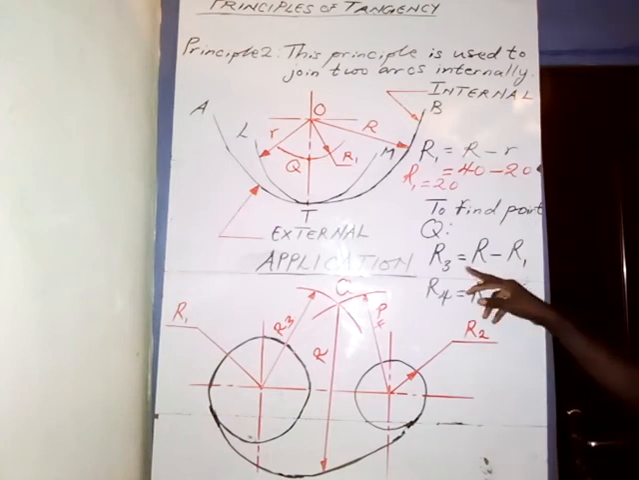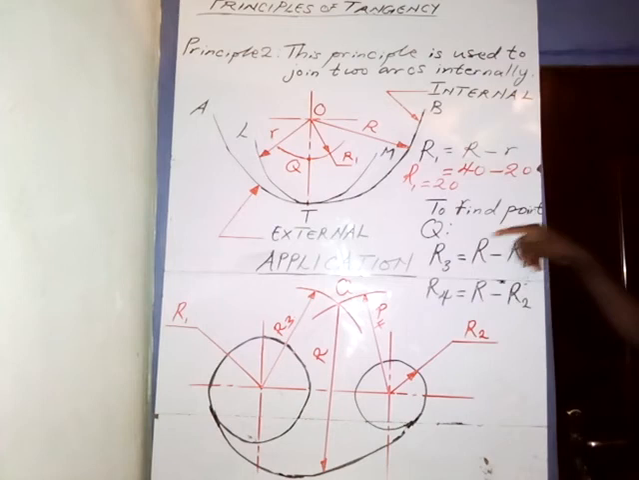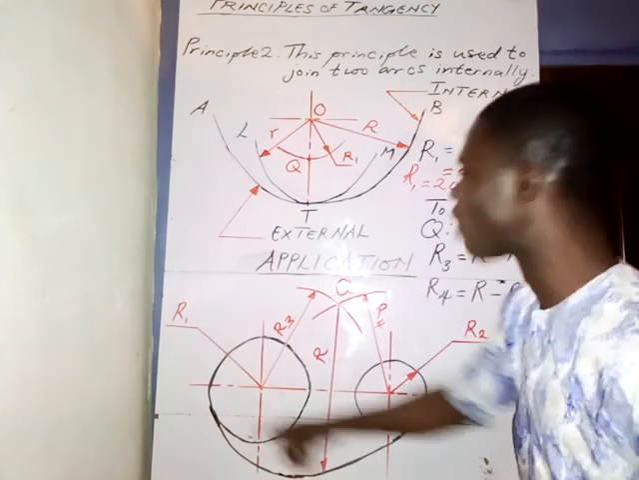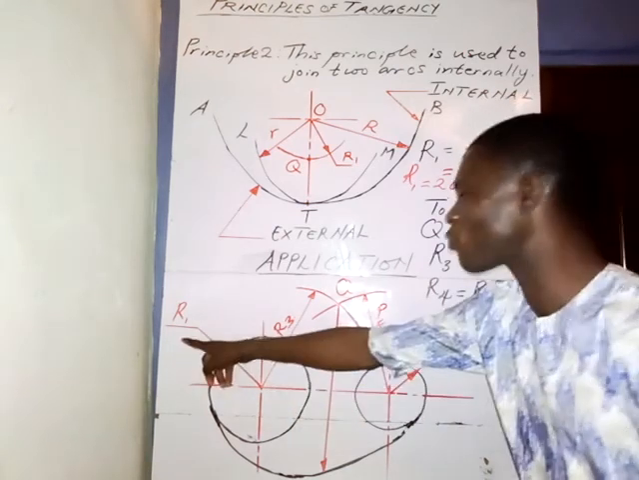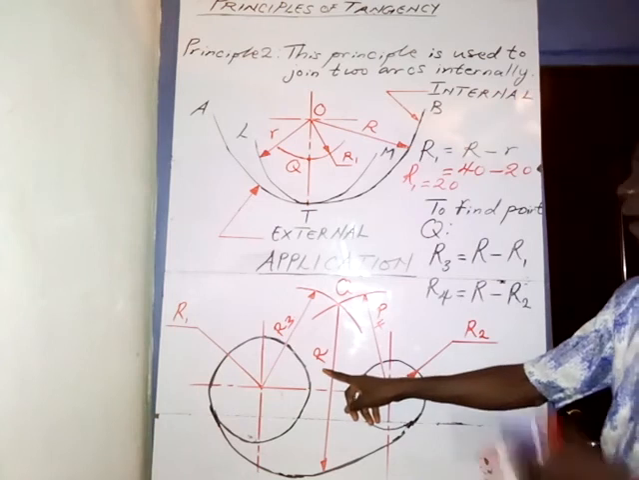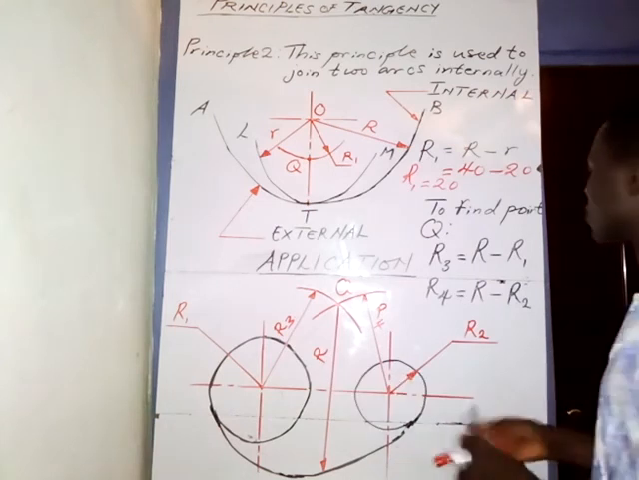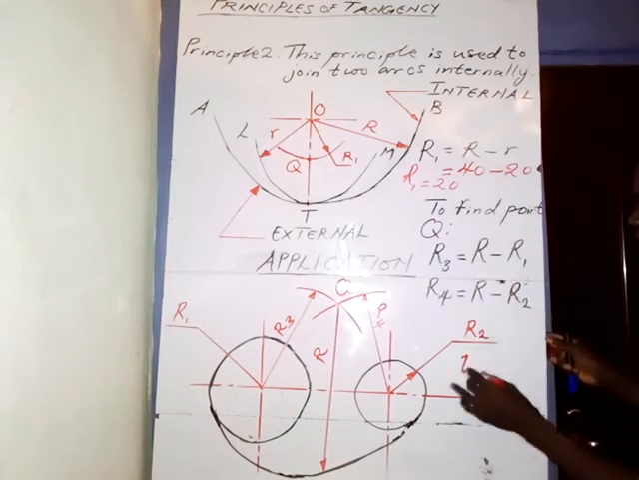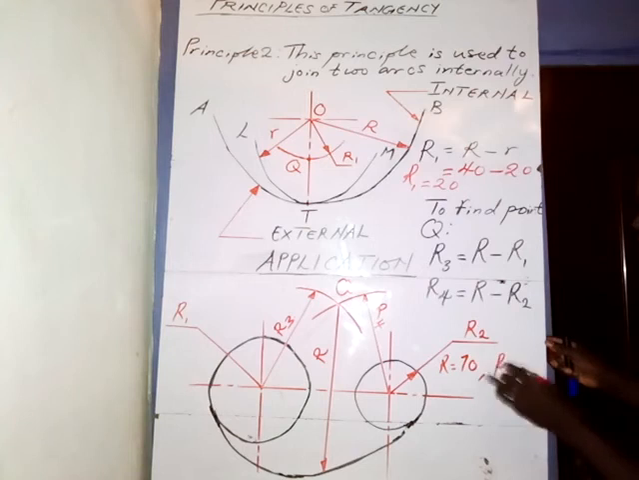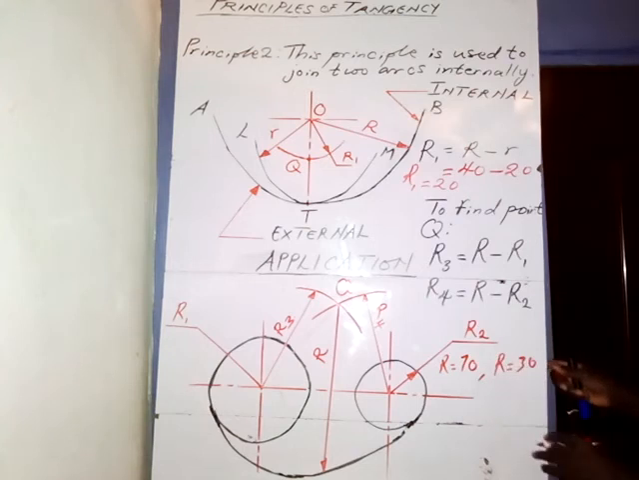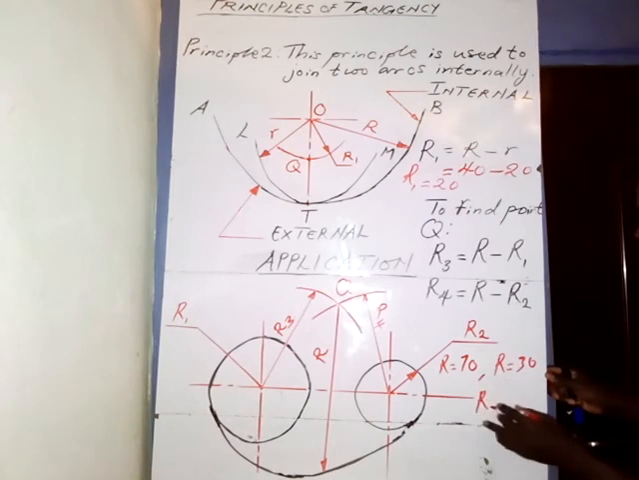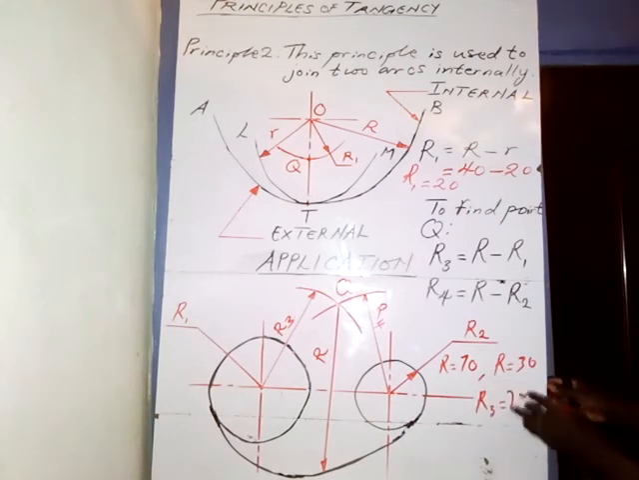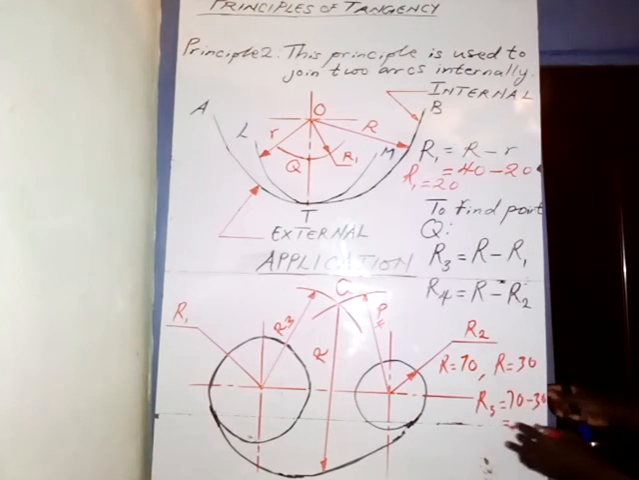For you to get R3, you need to subtract R1 from R. R1 is the radius of the bigger circle. So you subtract this R1 from this R. Let's assume that the value of R is 70. So R equals 70 millimeters, and R1 equals 30 millimeters. So R3 will be equal to 70 minus 30, which will give us 40 millimeters.